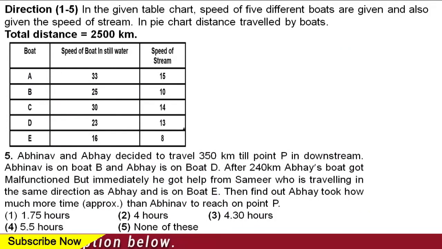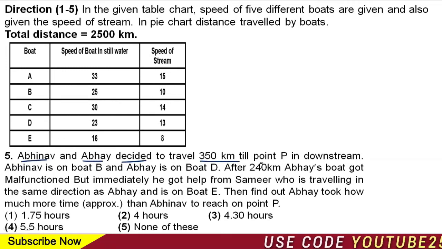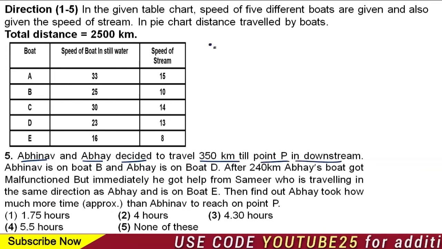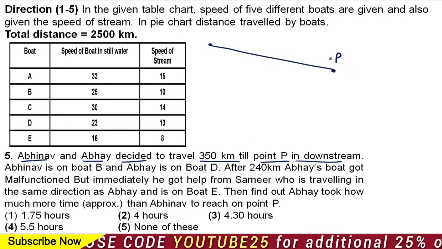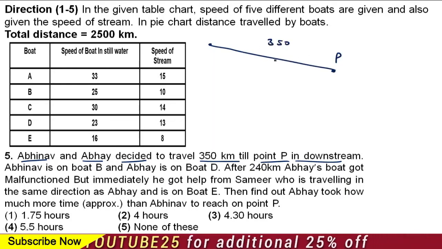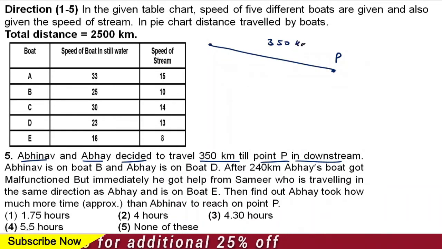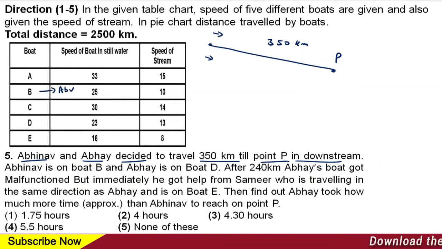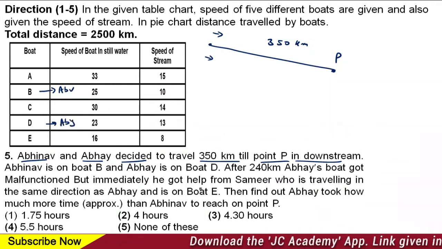Let's have a look at the last question of the DI set, a very interesting question. The question says, Abhinav and Abhay decide to travel 350 kilometers downstream to point P. So they start somewhere here, and this is point P, which is 350 kilometers away. Both of them start from here. Abhinav is on boat B, and Abhay is on boat D.